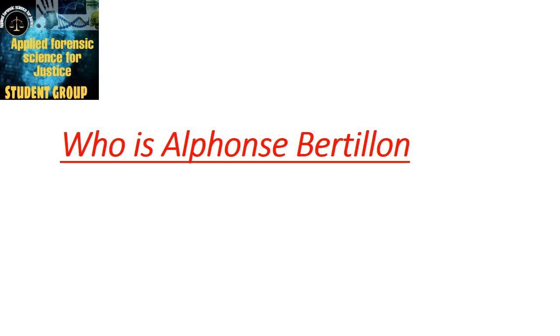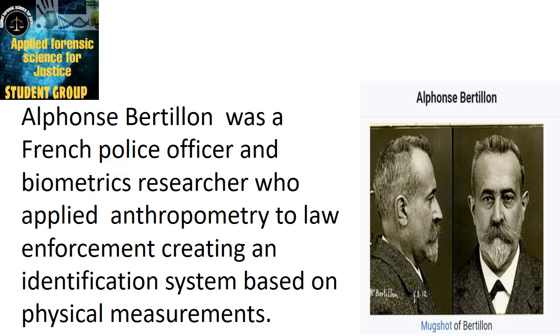Who is Alphonse Bertillon? Alphonse Bertillon was a French police officer and biometric researcher who applied anthropometry to law enforcement, creating an identification system based on physical measurements. Anthropometry was the first scientific system used by police to identify criminals. Before that time, criminals could only be identified by their names and photographs. The method was eventually supplanted by fingerprinting.